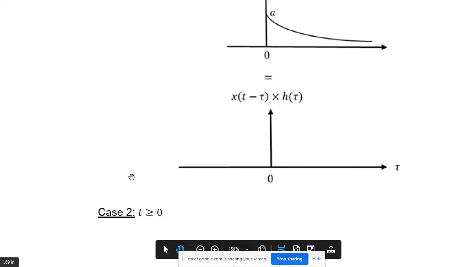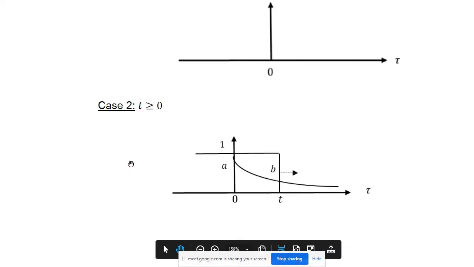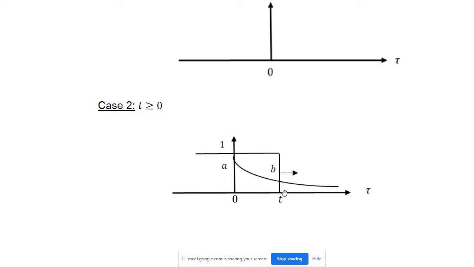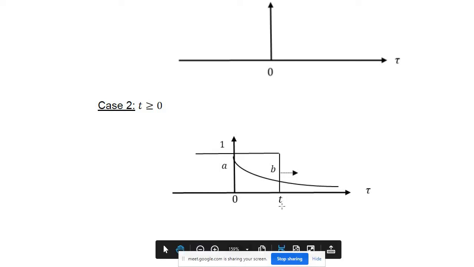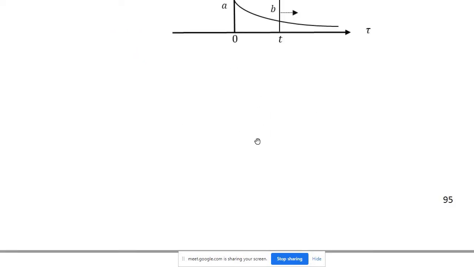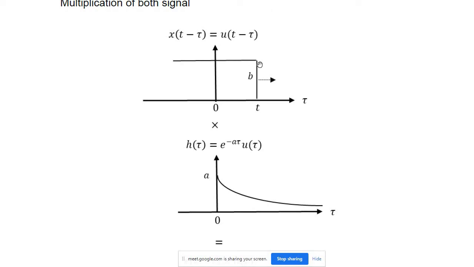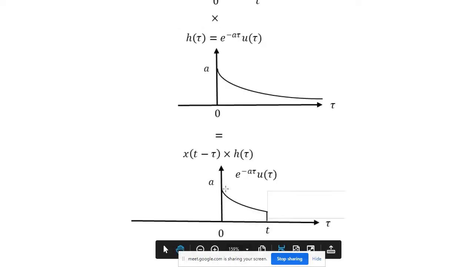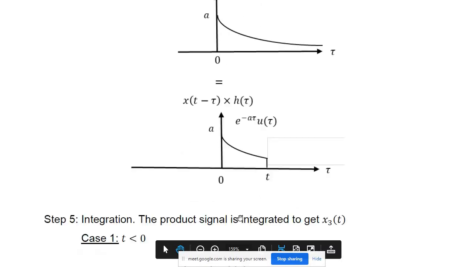For case 2, t more than 0, this means that x(t minus tau) passes through 0, so it is more than or equal to 0. Is there any overlapping? Yes, this is the overlapping area. So this signal x(t minus tau) multiplies with h(tau), and the overlapping is e to the power of negative a tau u(tau) from 0 to t.